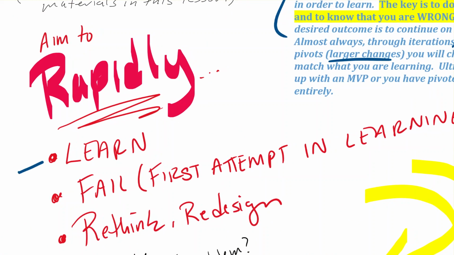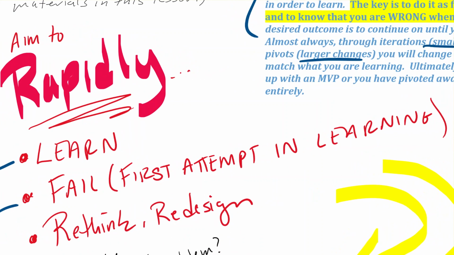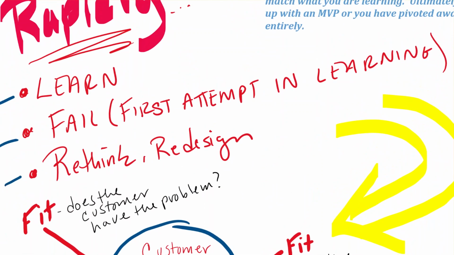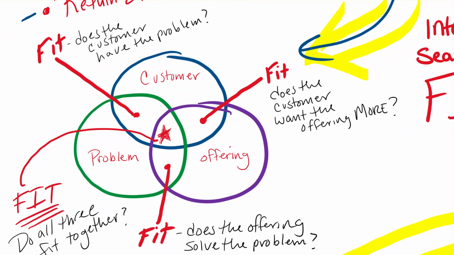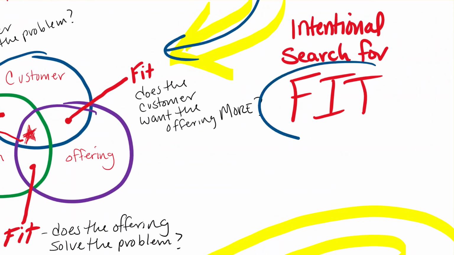So let's talk a little bit about what your aims are. You want to learn. You want to fail, which is your first attempt in learning. That's what we talk about. And you want to ultimately rethink and redesign multiple times in multiple iterations. So really, what are we getting to? Here's what we're looking for. We're ultimately looking for fit. And what do we mean by that?